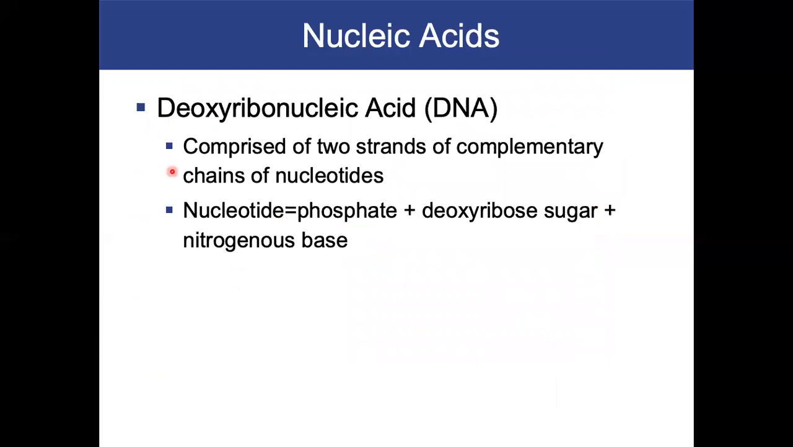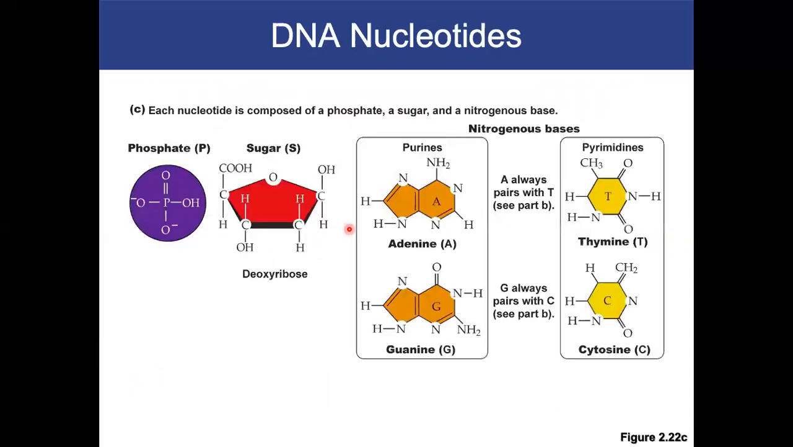Deoxyribonucleic acid, DNA, is two strands, complementary chains of nucleotides. A nucleotide, again, is a phosphate bound to a deoxyribose bound to a nitrogenous base. Your choices for nitrogenous bases are what? Adenine, thymine, cytosine, or guanine. Okay, not uracil because we're not talking about RNA, we're talking about DNA. So how do nucleotides work? You have a phosphate group, PO4, bound to a sugar, which is a deoxyribose because we're talking about DNA. And then that deoxyribose can be bound to adenine, guanine, thymine, or cytosine.